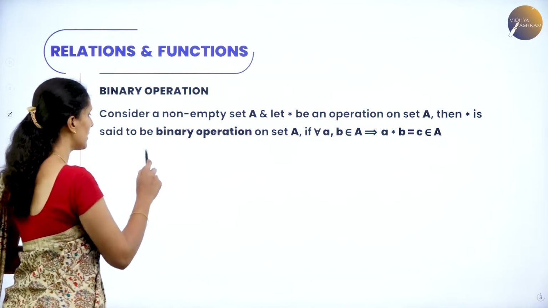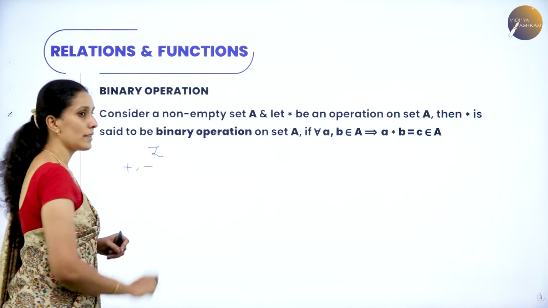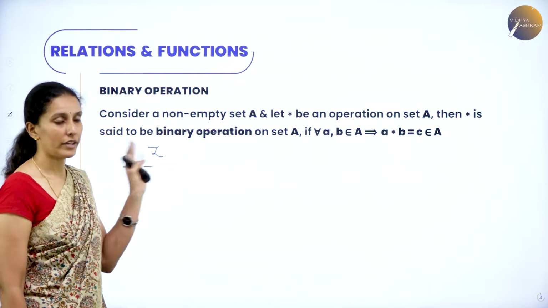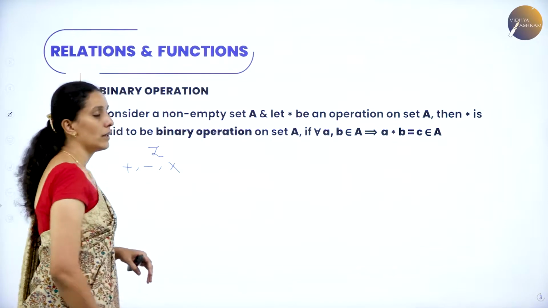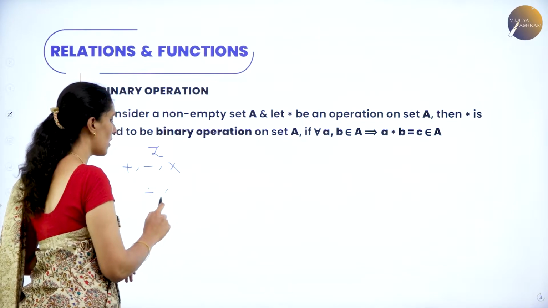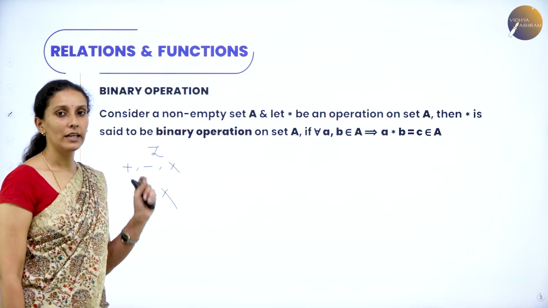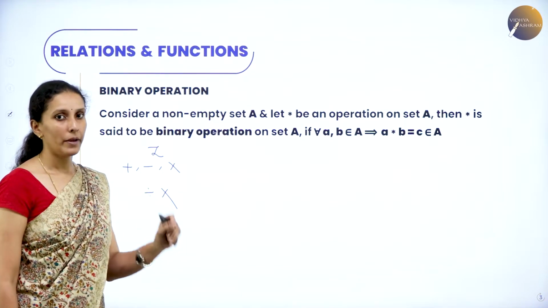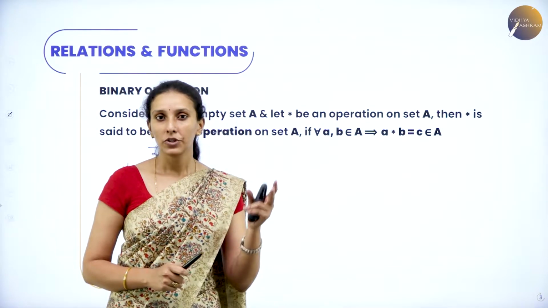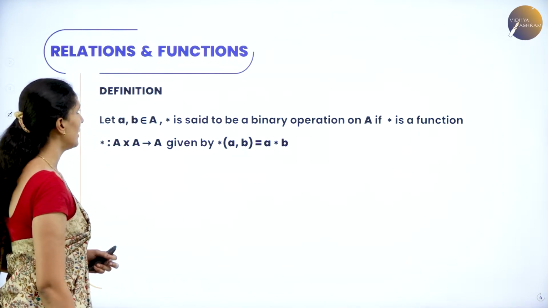Similarly, suppose you take the set of integers, plus is a binary operation on integers, minus is a binary operation on integers because 2 minus 3 is minus 1 which belongs to the set of integers. Product is also a binary operation on the set of integers, but division is not a binary operation on the set of integers because a fraction is not contained in the set of integers. So based on the given domain set, we have to verify the operation to say whether it is a binary operation or not. So this is the definition.